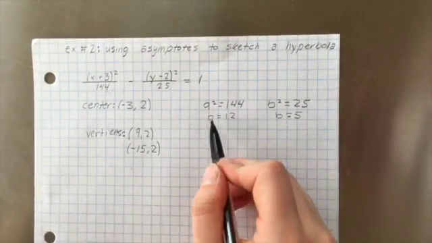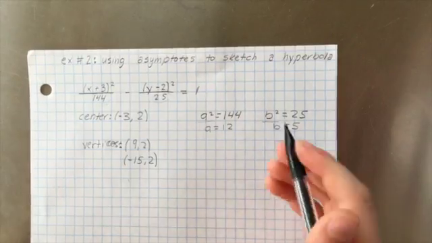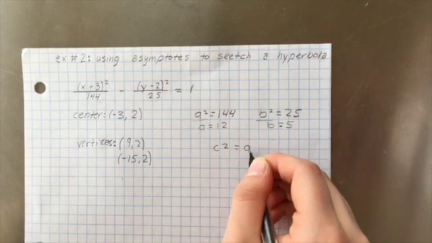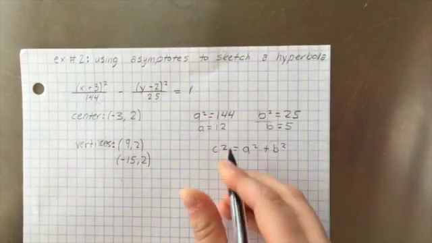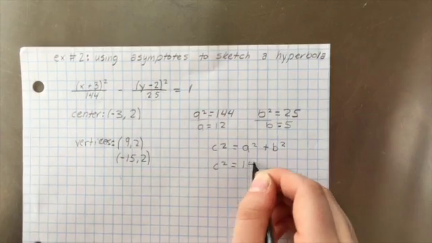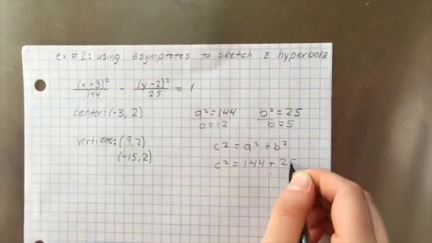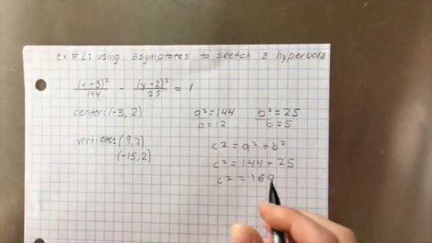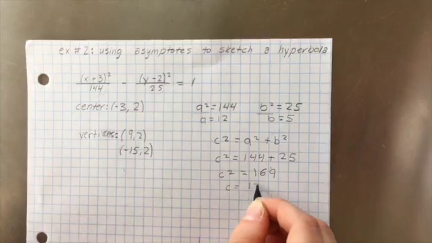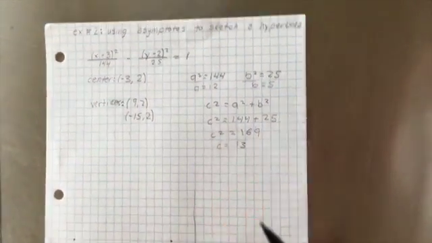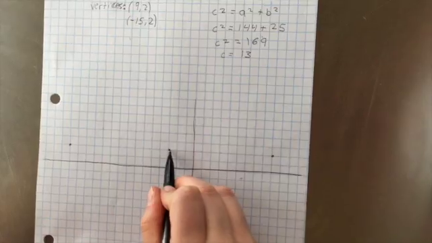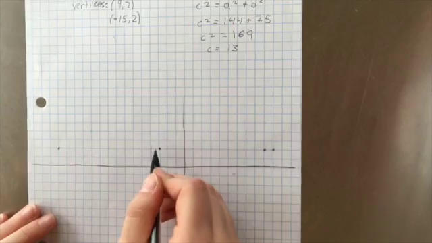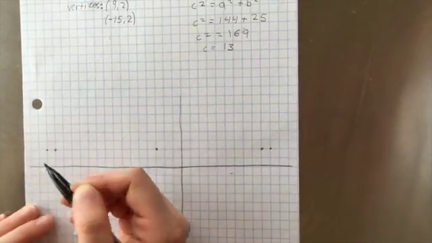So by doing that, you have your a squared value and your b squared value, and using that same equation, c squared equals a squared plus b squared. C squared is going to equal 144 plus 25. C squared equals 169. Take the square root of both, and c equals 13, which is easy because a is 12. So if you count it out again from your center, it'll be 13 spots over, which is right here, and 13 spots over this way, which is right here.